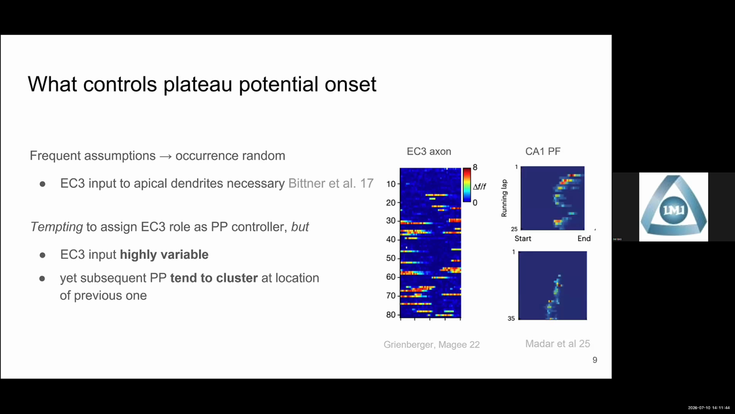Yet subsequent plateau potentials tend to cluster close to the location of a previous one. Here you see the place field of a cell in CA1 and the running lap, and you can see how the preferred location drifts, right? It first drifts a bit in this direction, then drifts back and so on, because this is the space. This one is a bit more stable. It only drifts slightly to the left. This means, if we assume that each of these changes is triggered by a plateau potential, that the plateau potential is fairly close to where a plateau potential previously happened, right? And this is a bit of a conundrum, given the high variability of this input.